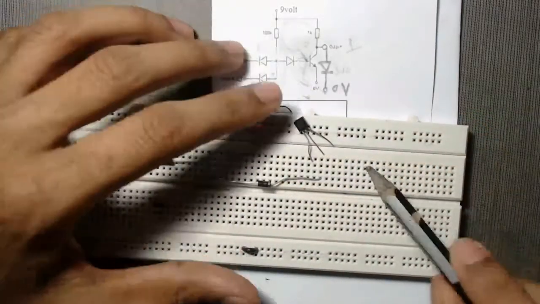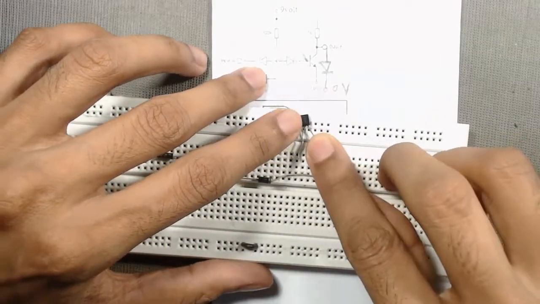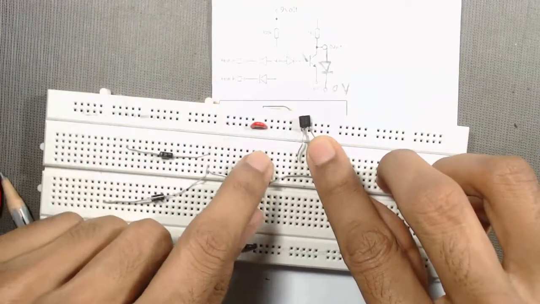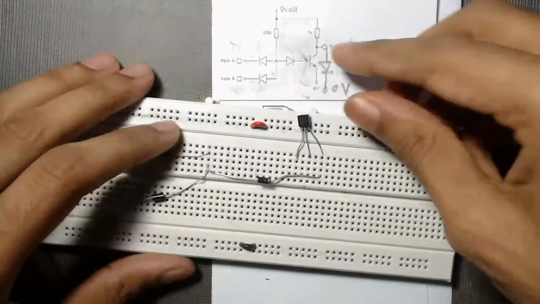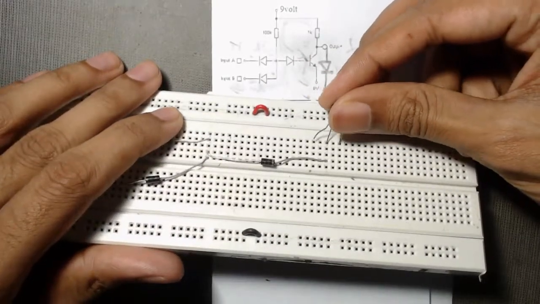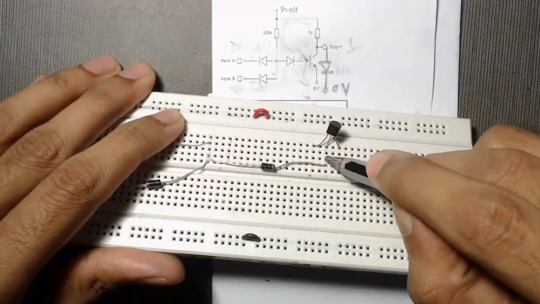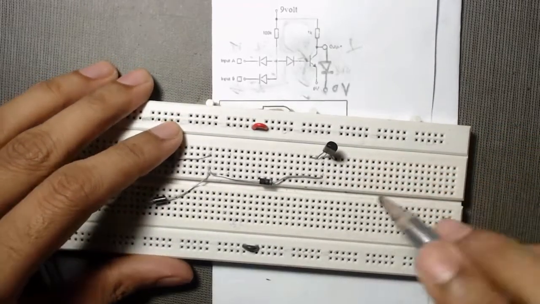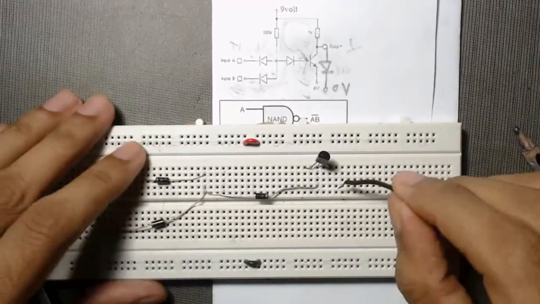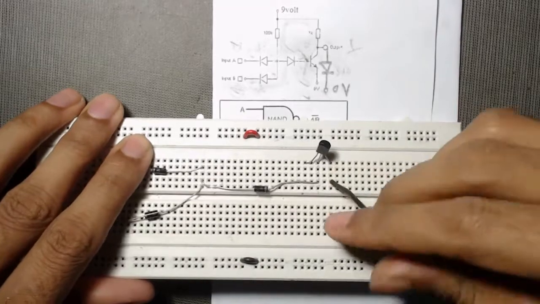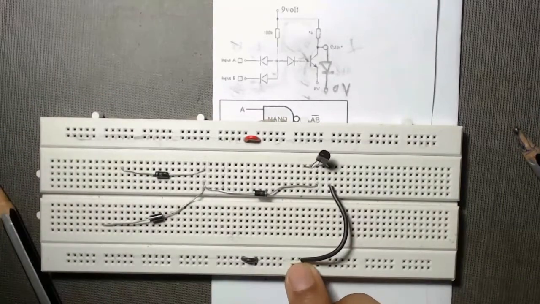Here is our transistor. If we keep this transistor like this, then we can see here is the front side. Then the leftmost terminal is collector, the middle one is base, and the rightmost terminal is emitter. So we will insert this transistor like this, so that this base is internally connected to this negative terminal of the diode. Then from this diagram we can see the emitter terminal is grounded. So we will connect a wire from any point of this column, then we will connect it to our ground row that we have considered.